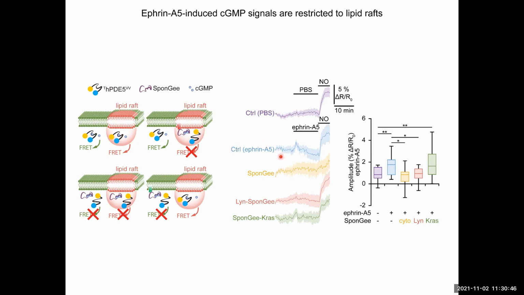So now what did we detect? So Sarah expressed this biosensor in retinal ganglion cell axons, exposed the retinal ganglion cell axons to ephrin A5, and found that there is an elevation of cyclic GMP induced by ephrin A5. This elevation is prevented by the expression of spongy, not targeted everywhere in the cell. It is prevented as well by the expression of Lyn spongy, so targeted to lipid raft, but it's not affected by the expression of spongy KRAS, meaning that the origin of the cyclic GMP signal that is generated downstream of ephrin A5 is in lipid raft, exactly like what we found for cyclic AMP.